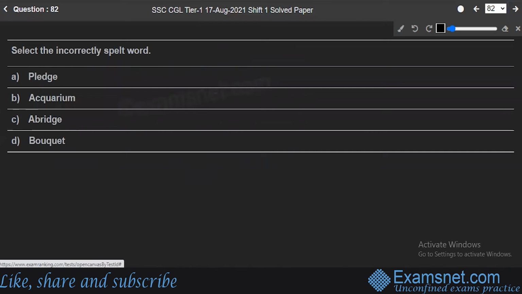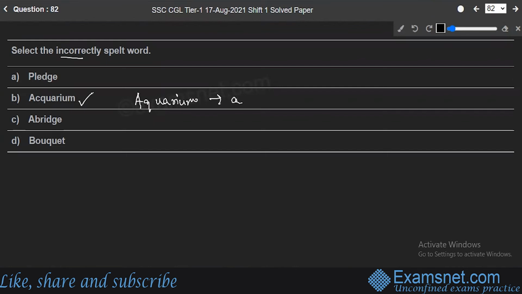In this question, what you have to do is select the incorrectly spelled word. And the given words are pledge, aquarium, abridge, and bouquet. As you can clearly see, which is the incorrectly spelled word? It's aquarium, of course. What are the correct spellings of the word aquarium?